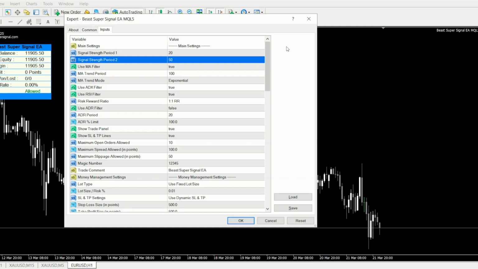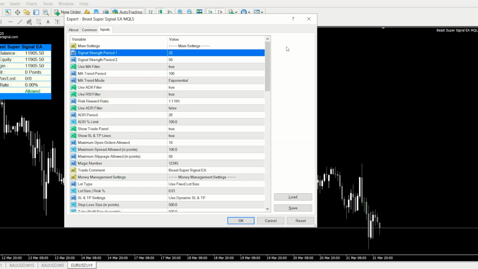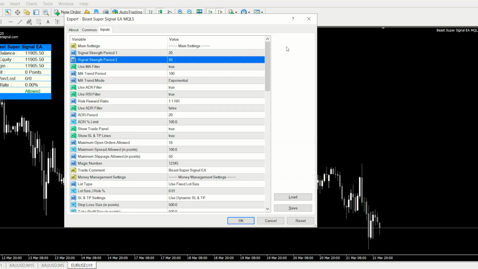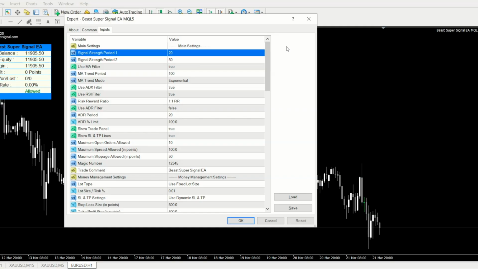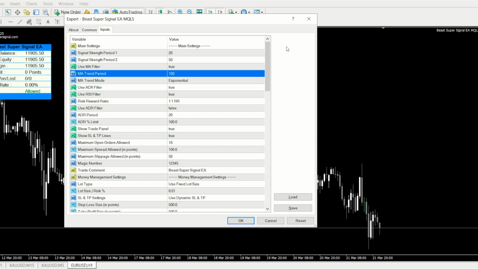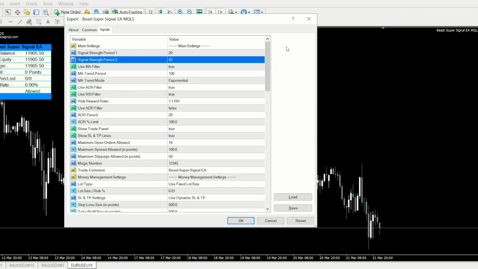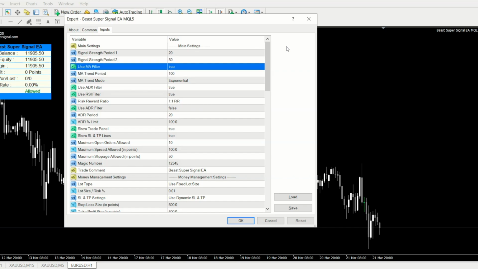Now, first at the top of the list, we have the signal strength period 1 and 2. These determine your signal frequency or your order frequency. How many signals you're going to get or how many orders you're going to get, and these have been set up pretty much to default. I would trade these pretty much as they are, but you can edit them and change them if you want to.